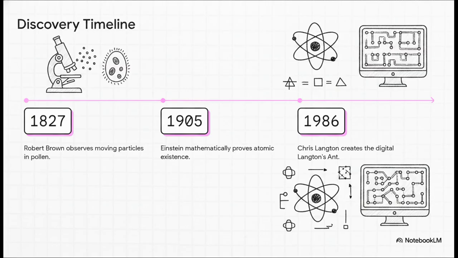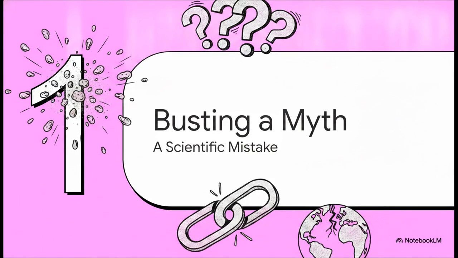To really appreciate this leap, we've got to step back and look at the massive timeline here. It all starts way back in 1827 with a British botanist named Robert Brown squinting through his microscope. Then, jump ahead decades later to 1905, where a young Albert Einstein actually uses Brown's observations to mathematically prove the existence of atoms. Fast forward again to 1986, and you've got computer scientists like Chris Langton using these exact same principles of random motion to build these incredibly complex digital simulations. It's a huge journey. Okay, let's dive into this.